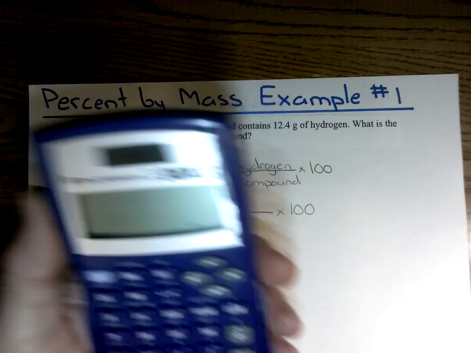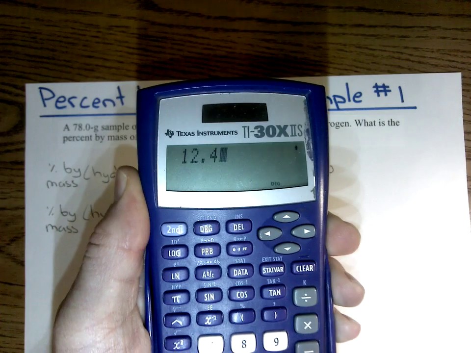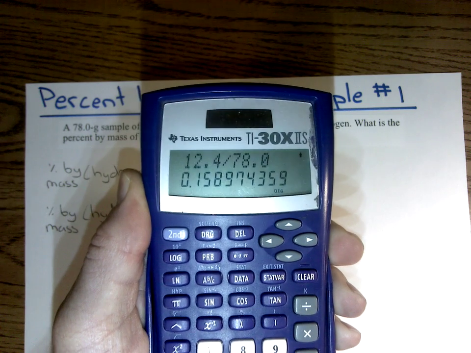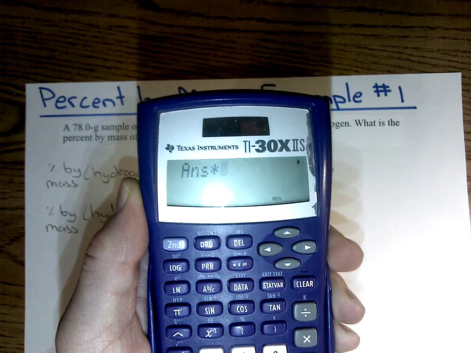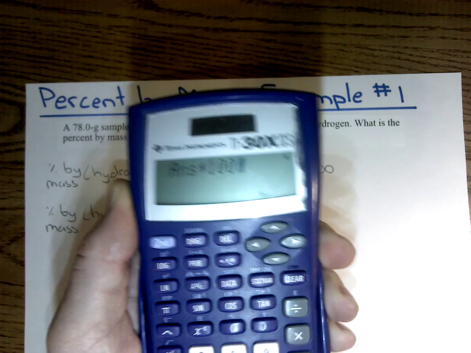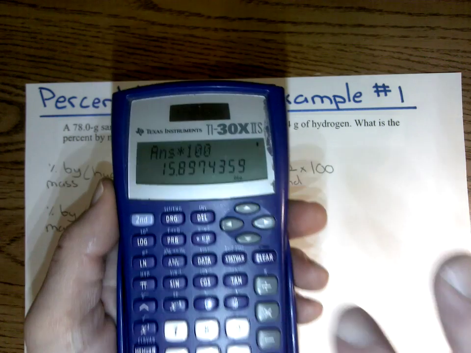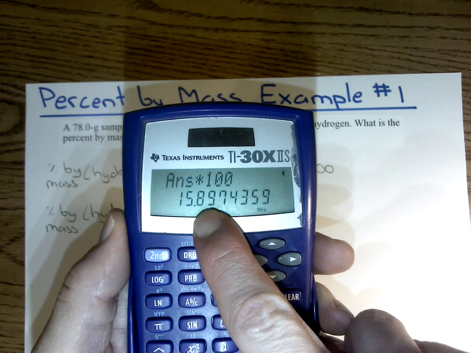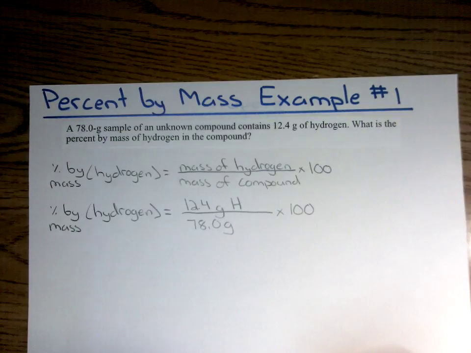All right, so in my calculator, what I'm going to do first is take 12.4 divided by 78.0, and press enter. Now, before I do anything else, I'm going to multiply by 100. And I'm going to round to 3 significant digits, which in this case would give me 1 decimal. So our percent by mass of hydrogen is 15.9%.